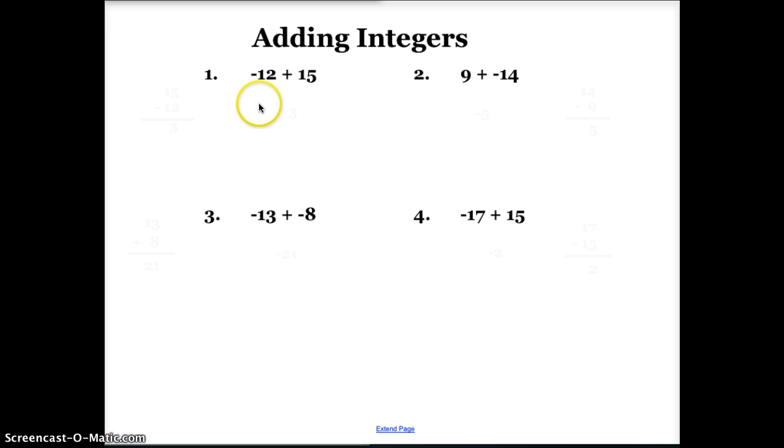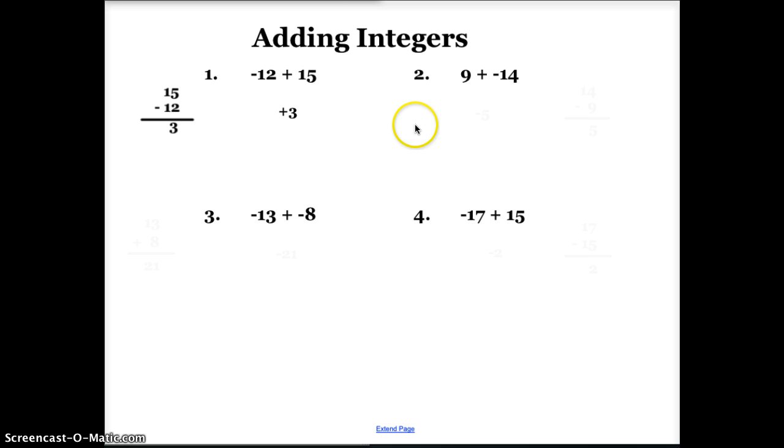The first problem I have is negative 12 plus 15. Now these numbers are working against each other, so I'm going to have to subtract the numbers. So I take 15 minus 12, and I get 3. And since the positive wins the battle, my answer is going to be positive 3.